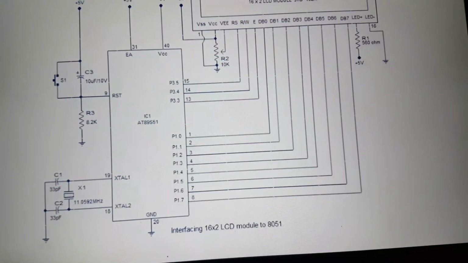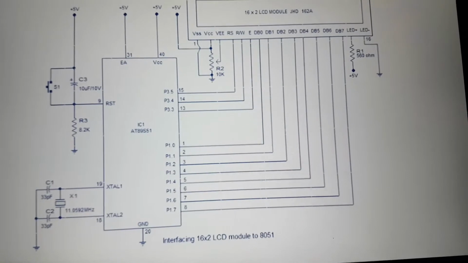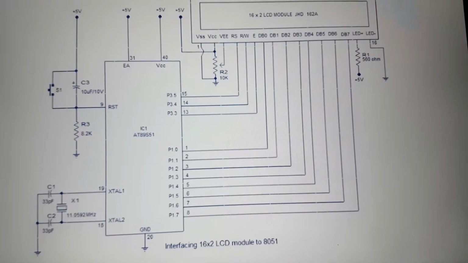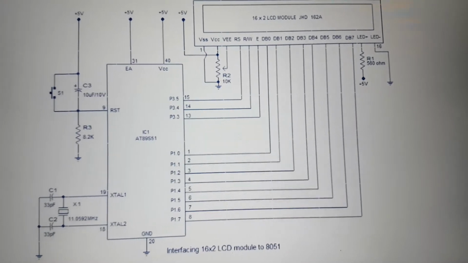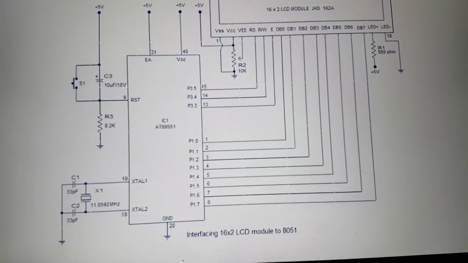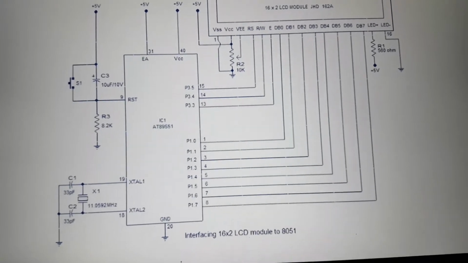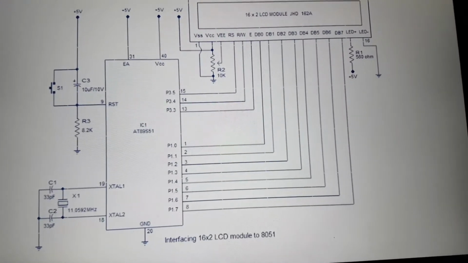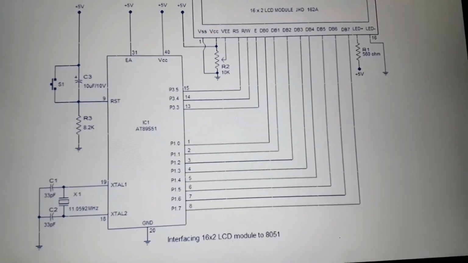P1.0 to P1.7 pins of the microcontroller are connected to the DB0 to DB7 pins of the module respectively, and it is through this route that the data goes to the LCD module. Then we have P3.3, P3.4 and P3.5. These are connected to the enable, read/write and RS pins of the module, and through this route the control signals are transferred to the LCD module. The resistor R1 limits the current through the backlight LED, and so controls the backlight intensity. POT R2 is used for adjusting the contrast of the display.